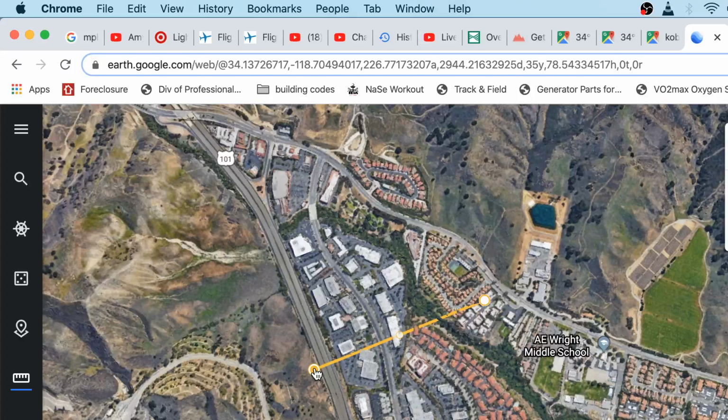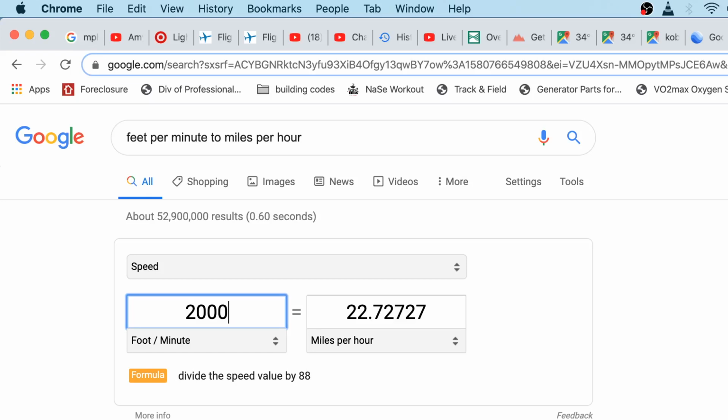We got a drop from 2,300 to 2,000 feet. From 2,300 to 2,000, and she reports it as 2,000 feet per minute. So 2,000 feet per minute, and that's 22.72 miles per hour. I'm going to go with her numbers. So he dropped 300 feet. Right, and I did one more thing. Hold on, it's feet per second. So 2,000 feet per minute.